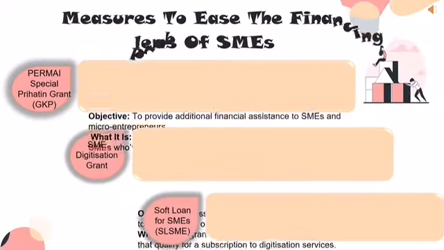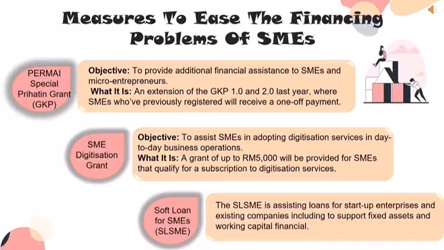There are three measures to ease the financing problems of SMEs. Firstly, Bantuan Khas Prihatin Grant (GKP). The objective is to provide additional financial assistance to SMEs and micro entrepreneurs.